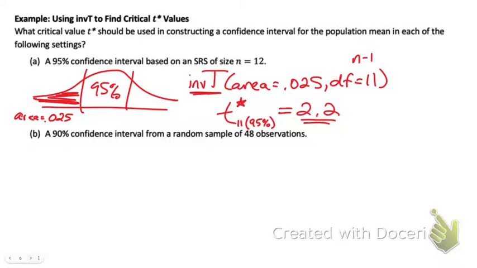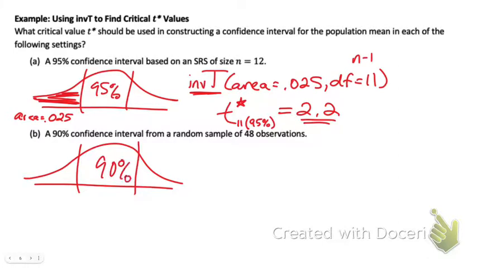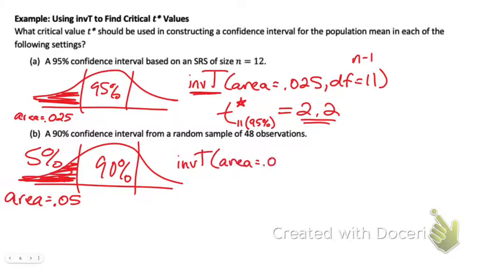All right, let's do one more here. 90% confidence. If we are 90% confident, then what would be the area in a single side? 5%, which is an area of 0.05. We're going to do inverse T. Area is 0.05. Degrees of freedom. It tells us we're doing a 90% confidence interval for a random sample of 48 observations. So what is my degree of freedom? 47. You got it? So we're finding the T star critical value for 47 degrees of freedom and 90% confidence.